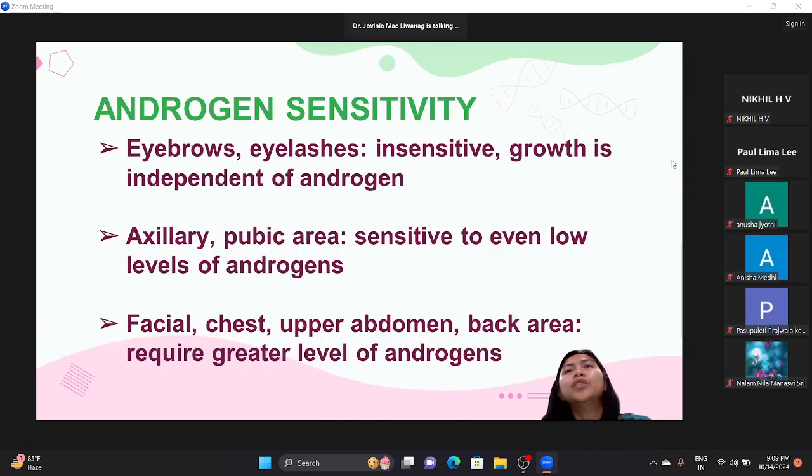So what is androgen sensitivity? For example, eyebrows and eyelashes are insensitive, and their growth is independent of androgen. The pubic and axillary areas are sensitive to even low levels of androgen. And the facial, chest, upper abdomen, and back areas require a greater level of androgen.